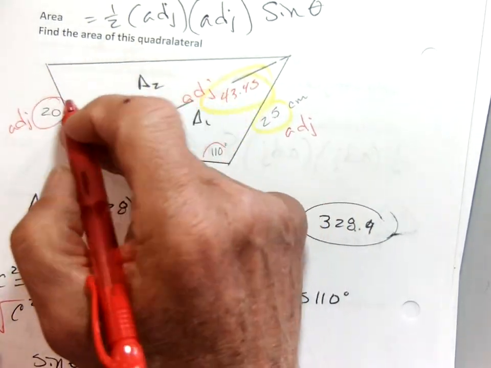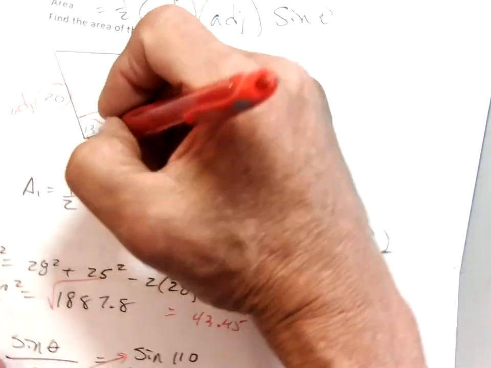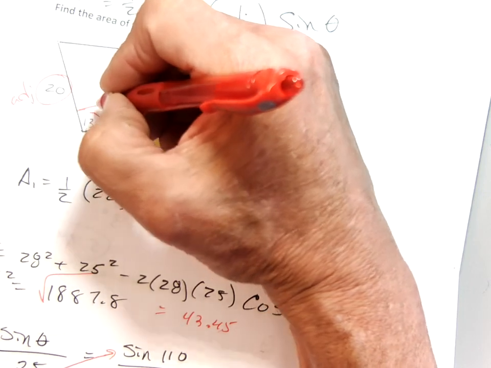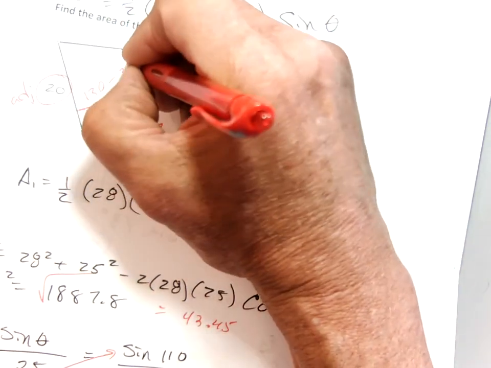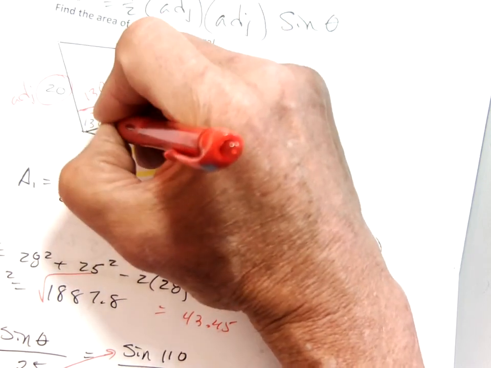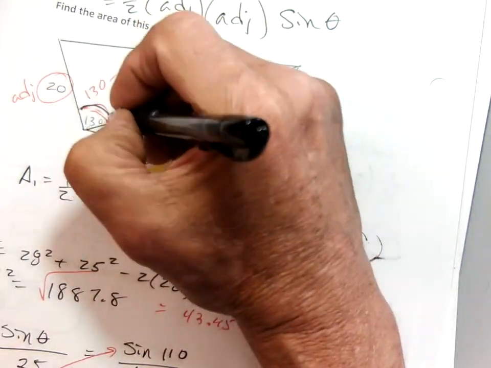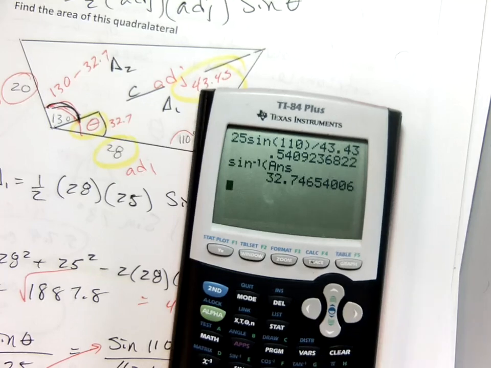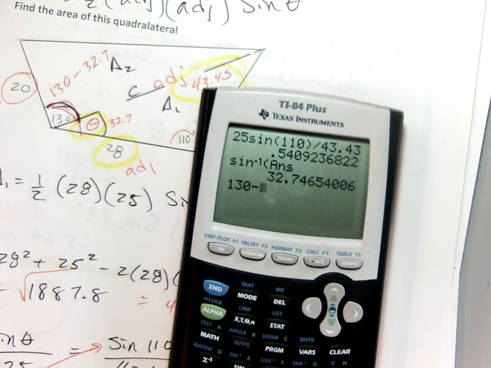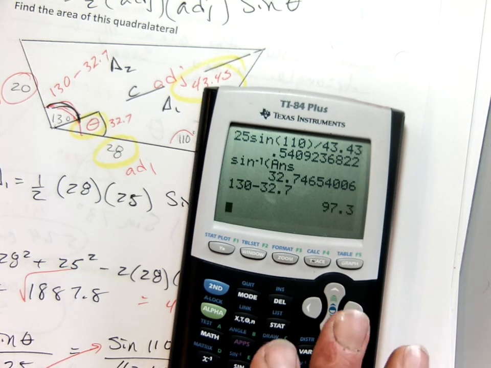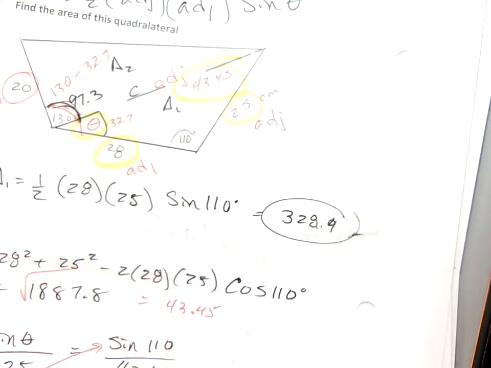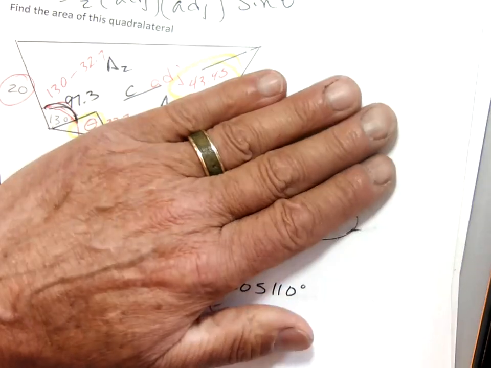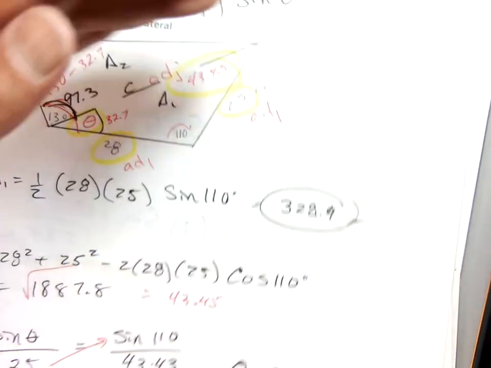I want this angle here, so I subtract from it. So I'm going to go 180. No, I'm sorry, not 180, my bad. 130 minus my 32.7 will give me this angle here. So 130 minus my 32.7, and I get about 97.3 for this angle here. Okay, a lot of work, but I have what I want. I have my side, angle, side. I can find my area, triangle 2.